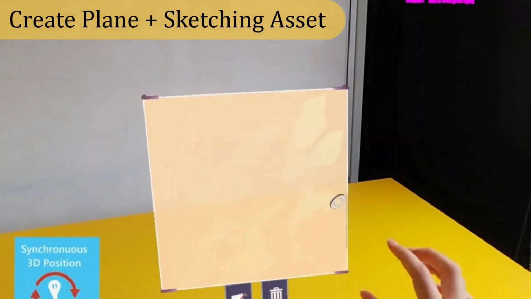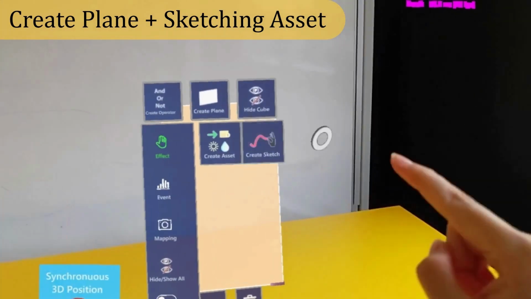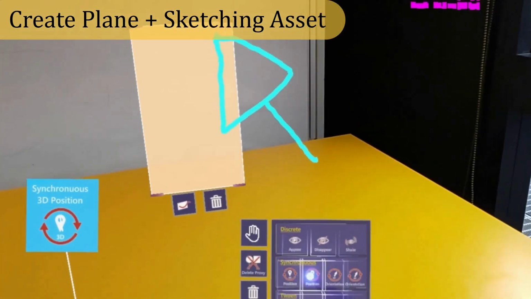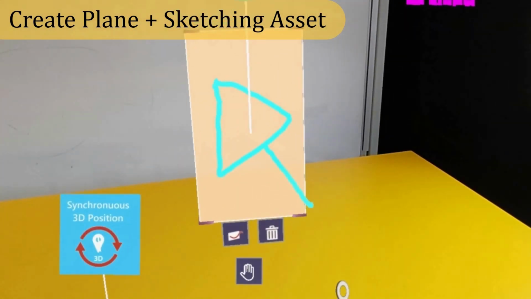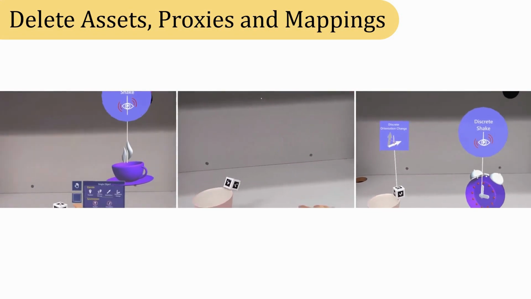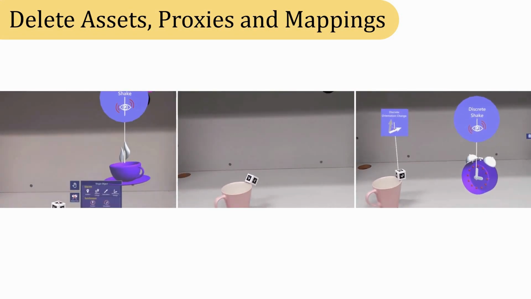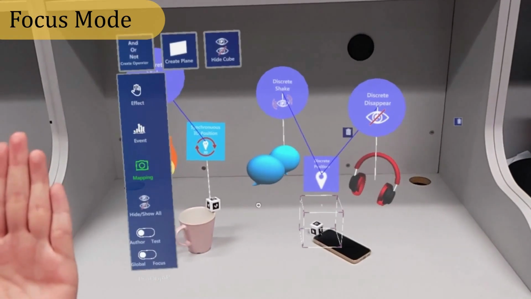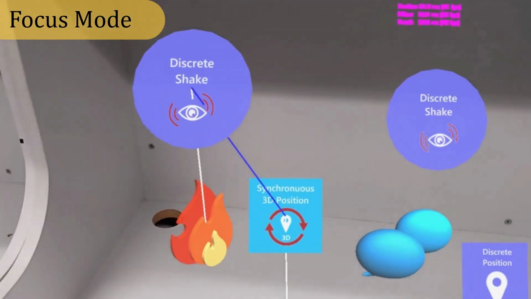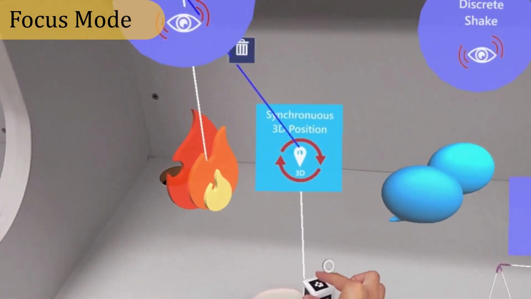The user can create a plane to place assets and create assets by 3D sketching. The asset, event, effect, and mapping can also be deleted. We also provide a focus mode to only display connected lines of the interested objects.